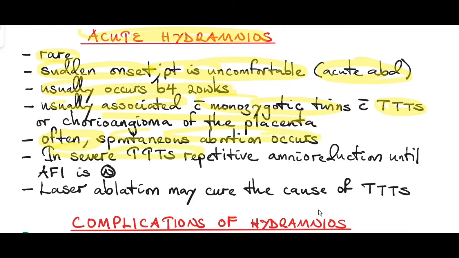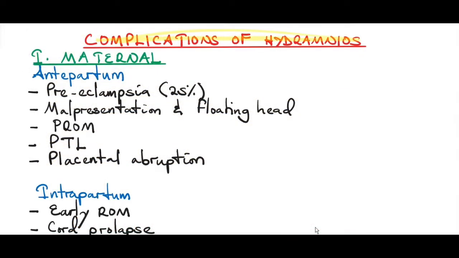In severe twin-to-twin transfusion syndrome, repetitive amniotic fluid reduction until amniotic fluid index is normal can be done, or laser ablation may cure the cause of twin-to-twin transfusion syndrome. Complications of polyhydramnios. You have maternal complications as well as fetal complications. For the maternal complications during the pregnancy, you can have preeclampsia. Preeclampsia can occur in about 25% of the cases in polyhydramnios.